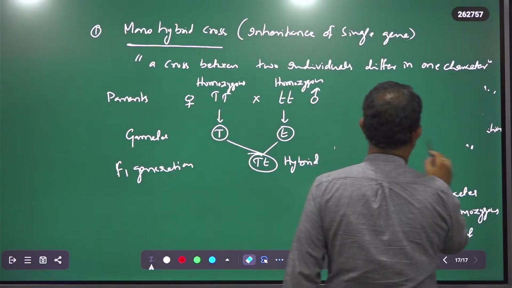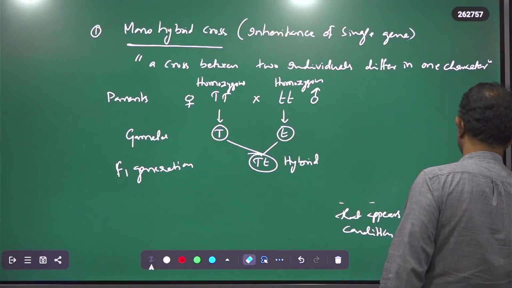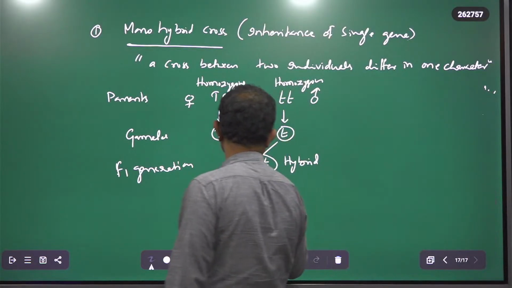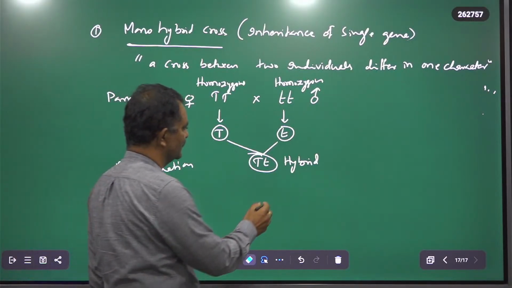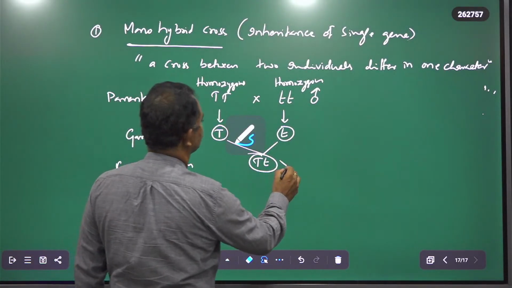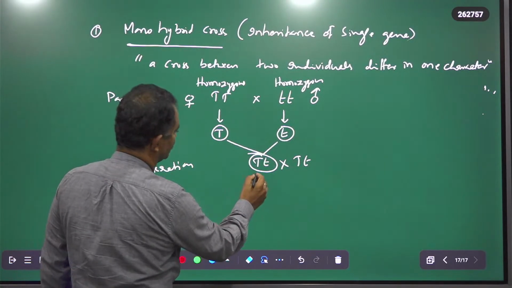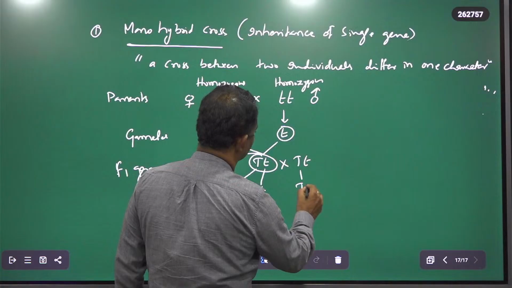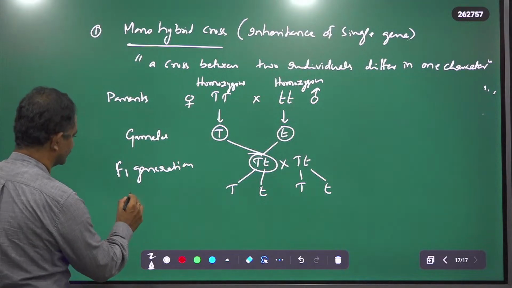Right, the F1 progeny is always hybrid, always heterozygous. Mendel conducted a self-cross in the F1 generation. Capital T, small t. Then they give the gametes. Each gives capital T as well as small t. So these are the gametes.